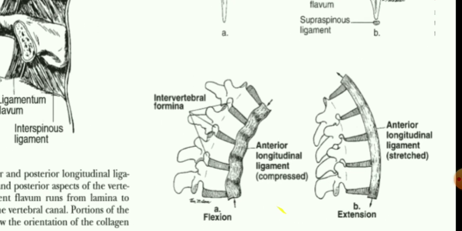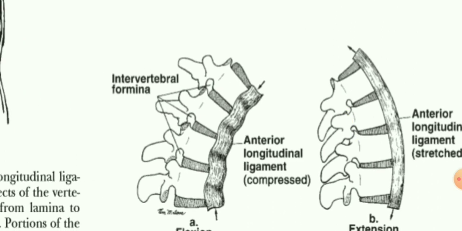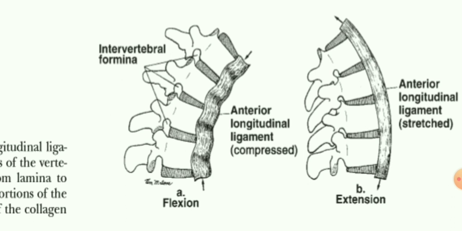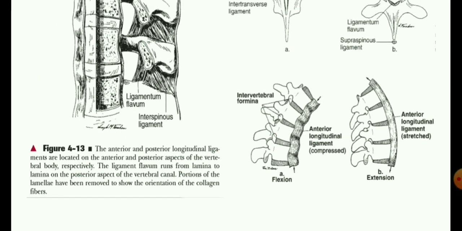So this is what actually happens to the ligament during flexion and extension. When the spine goes into flexion, this anterior longitudinal ligament can go into compression, so there is not much tension. But when we go into extension, this anterior longitudinal ligament can be stretched, with extensive tension in the ligament.